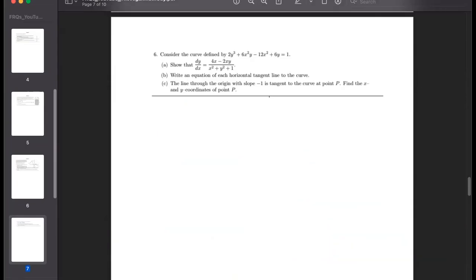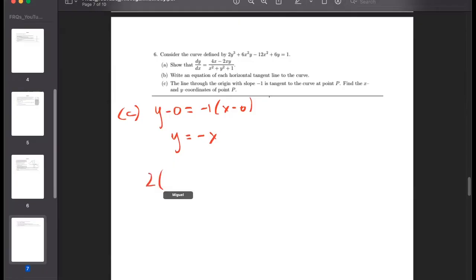Now let's go to part C. They have a line crossing through the origin with a slope of -1 that is tangent to the curve at a point P. So we need to find the x and y coordinates for point P. If it's going through the origin, we already know this line is y minus 0 is equal to -1 times x minus 0. If we simplify that, y is equal to -x.